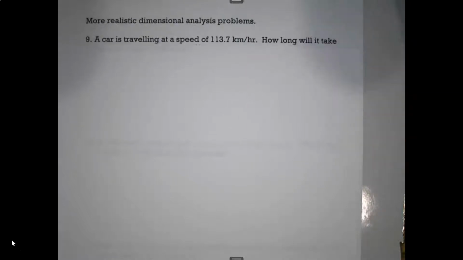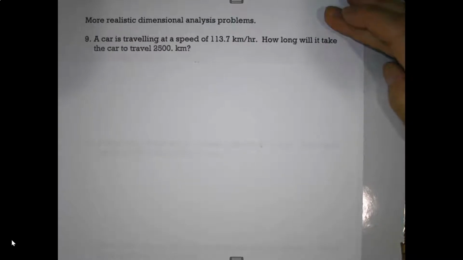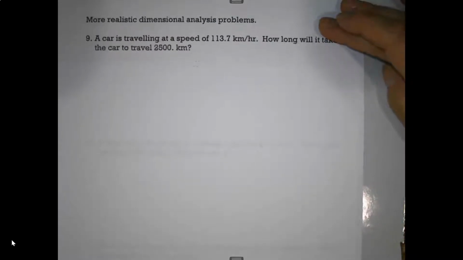A lot of times questions will include conversion factors for you that you need to use. And now here's where you've got to pay attention to significant figures and conversion factors when they're the result of something measured and not just a true relationship. So first question, you've got a car traveling at a speed of 113.7 kilometers per hour. How long will it take the car to travel 2,500 kilometers?